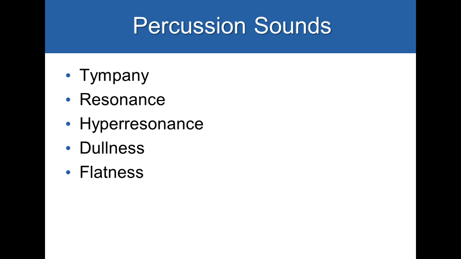Different percussion sounds that you are going to hear are tympany, which is a high-pitched, drum-like tone; resonance, which is loud and low-pitched, and you would hear those in the lungs; hyperresonance, a loud, low tone that has longer duration than resonance, and an example of that would be air trapped in the lungs. Dullness is a high tone, and it's soft, you'll hear that with solid organs, and flatness, another high tone, that is soft, and you'll hear that over muscles.